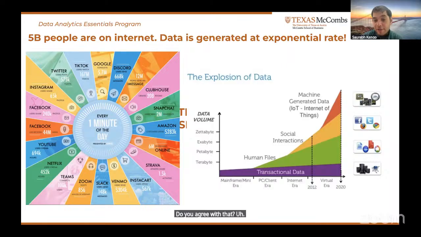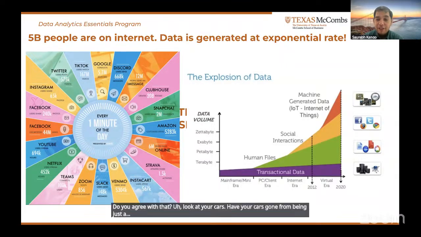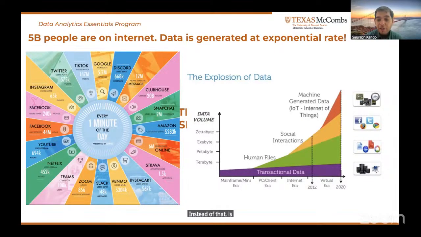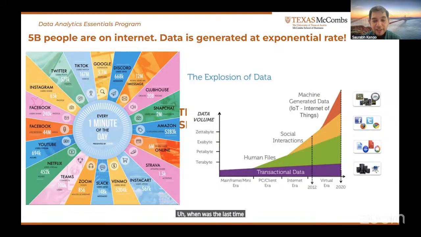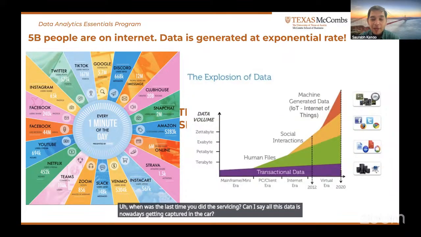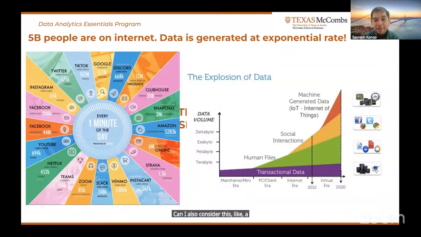Look at your cars. Have your cars gone from being just a vehicle which takes you from point A to point B? Instead, are they capturing a lot of information? When do you drive? At what speed do you drive? How much do you drive? When was the last time you did the servicing? All this data is nowadays getting captured in the car. Can I also consider it like software on wheels? Isn't it?